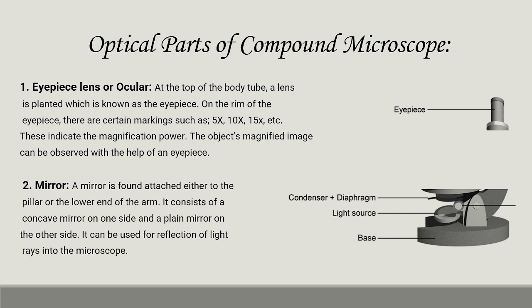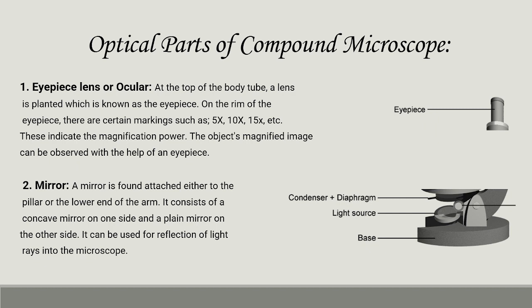Then the second part, which is a very important part of a compound microscope, is the mirror. A mirror is found attached either to the pillar or the lower end of the arm. It is generally a concave mirror on one side and a plane mirror on the other side. It can be used for reflection of light rays into the microscope. It is present above the base and connected with the condenser and diaphragm.